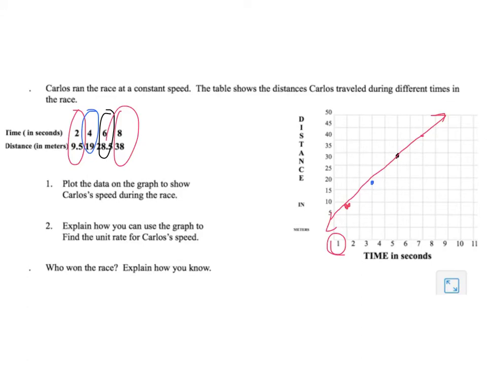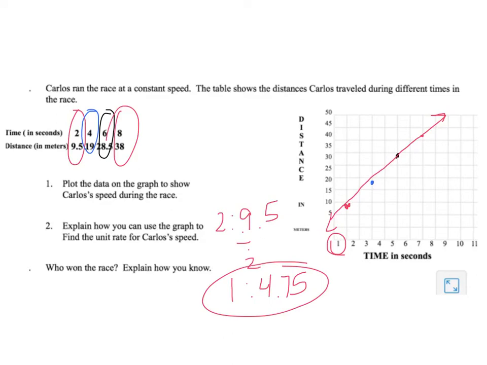So we can estimate that if you look at our graph, it's going to be under 5. But if you want to know exactly, we have a ratio of 2 to 9.5. Now, in order to get that to equal 1, we're going to divide both of them by 2. 2 divided by 2 is 1, and 9.5 divided by 2 is 4.75. So our estimate of under 5 for his unit rate is correct, because his unit rate is 4.75 meters per second.